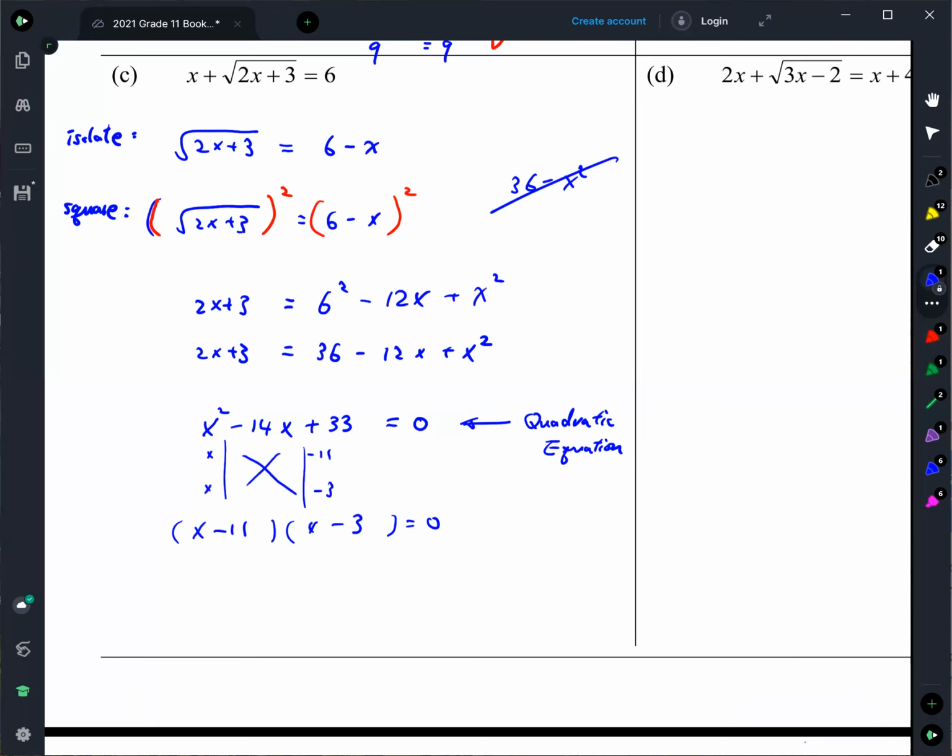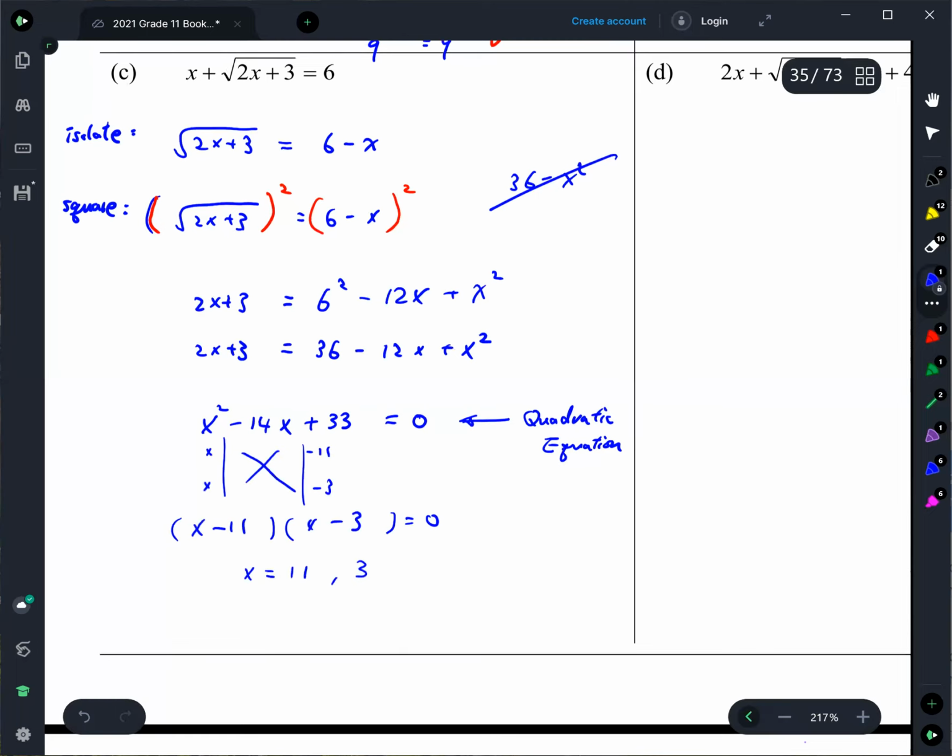Okay, so you make x minus 11 equal to 0. So you found x equal to 11. And then you make x minus 3 equal to 0. So x equal to 3. Okay, so don't rush to boxing yet. Okay, we still have one more step.